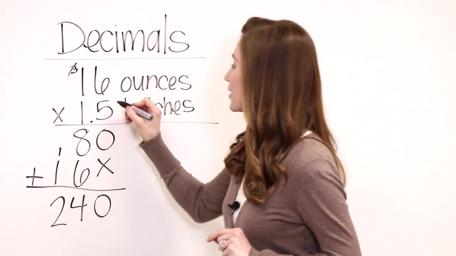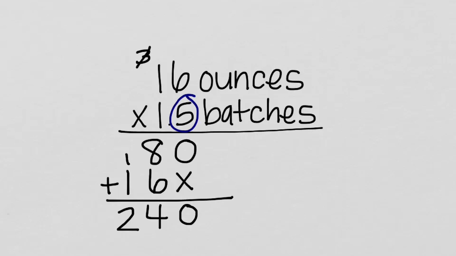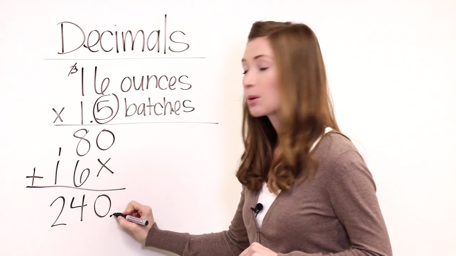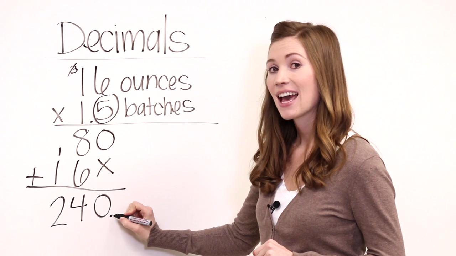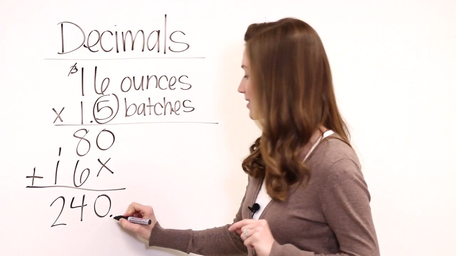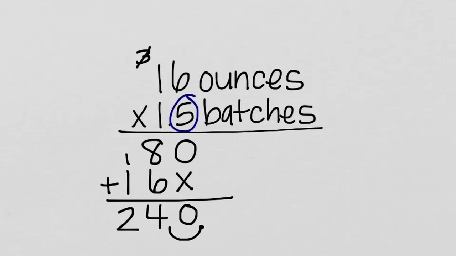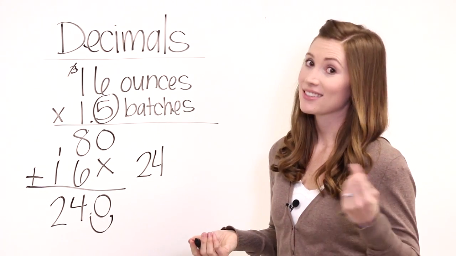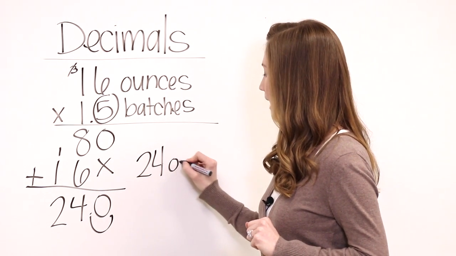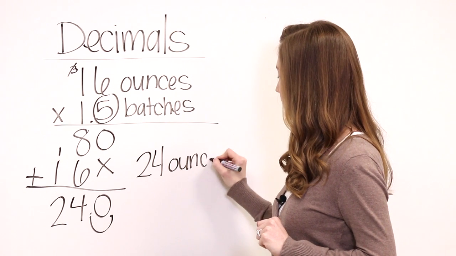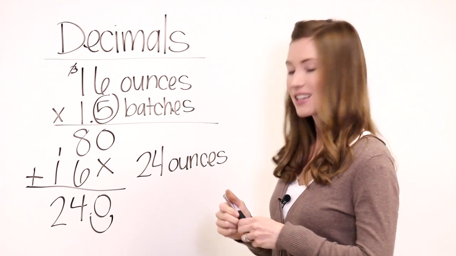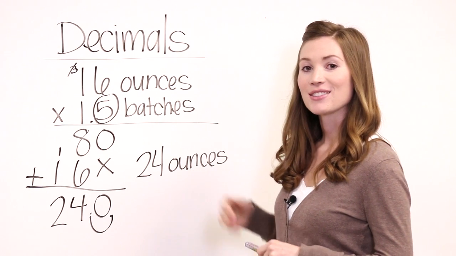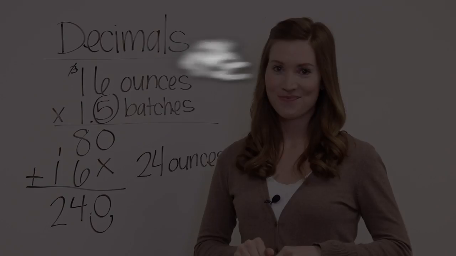If you said 1, you're correct. There's one digit to the right of our decimal point. So we'll put our decimal point where it currently resides, and we'll move it to the left just once. We'll rewrite our final product, and in this case, it's ounces because we're talking about ounces of chocolate chips. Let's read our final product together. 24 ounces. Great job.